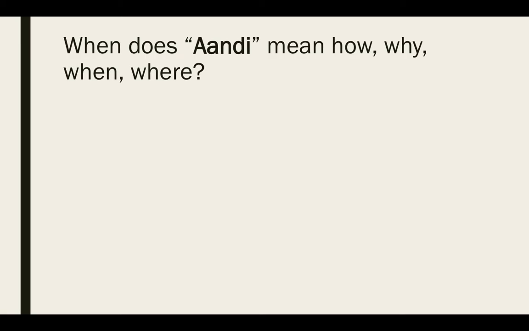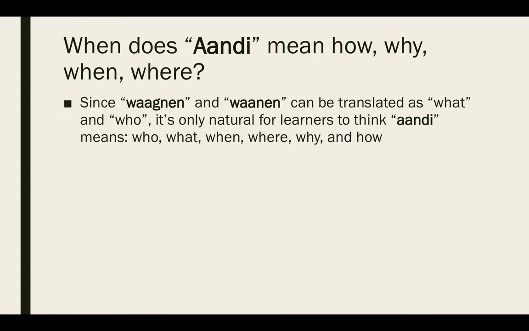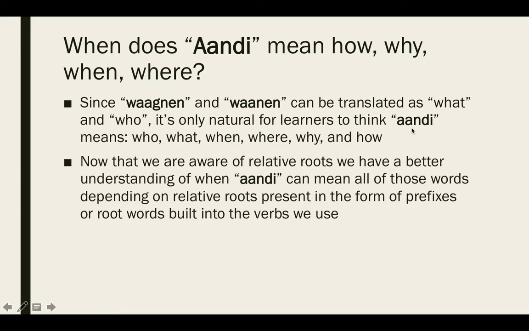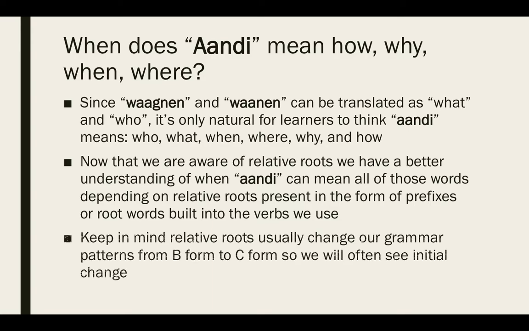So when does Aandi mean how, why, when, and where? So using our relative roots, we can translate Aandi as different words. And since wagnen and wanen can be translated as what and who, it's only natural for learners to think Aandi means who, what, when, where, why, and how. Now that we are aware of our relative roots, we have a better understanding of when Aandi can mean all of those words depending on the relative roots present in the form of prefixes or root words built into the verbs we use. Keep in mind, relative roots usually change our grammar patterns from B form to C form, so we will often see initial change.